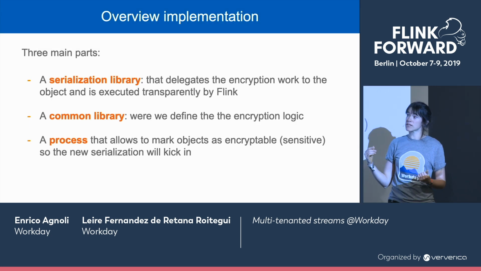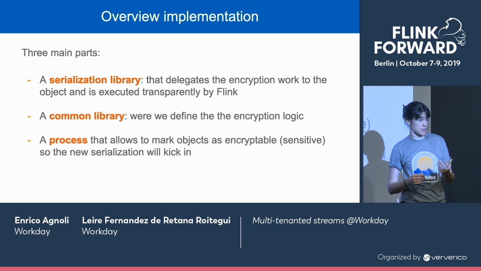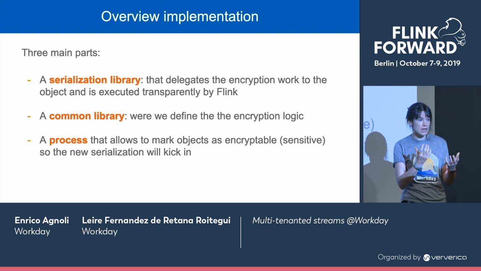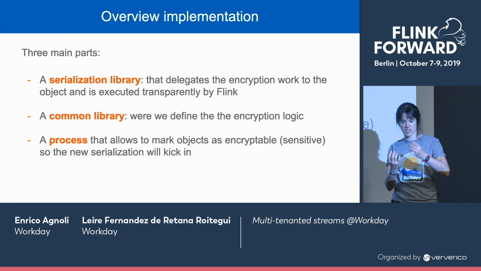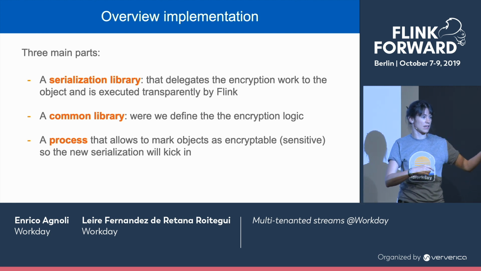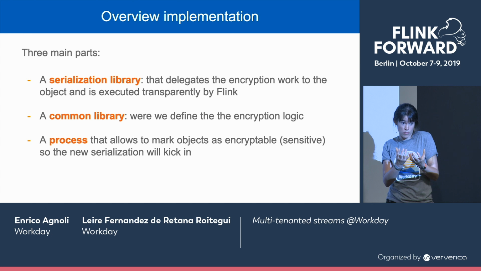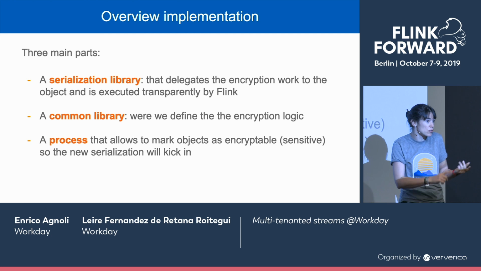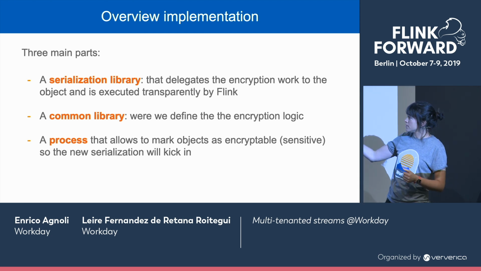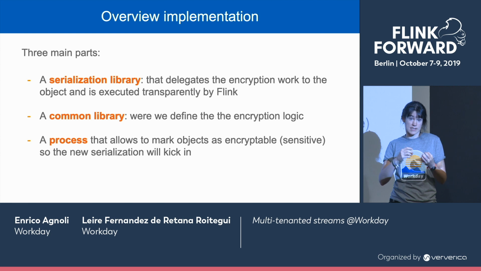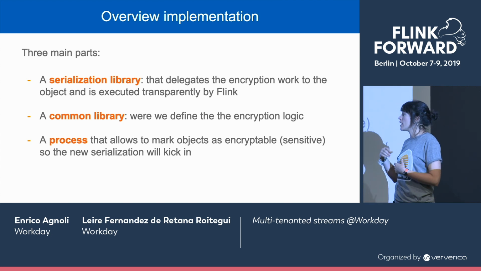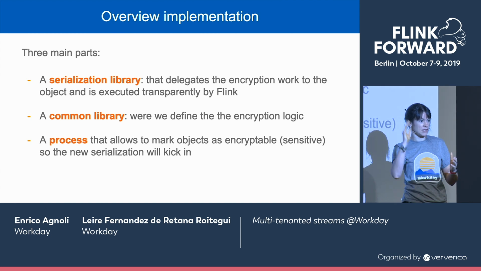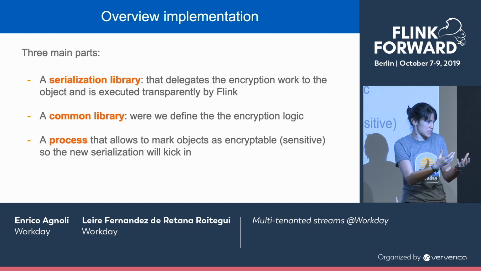For this particular bit, we had to consider three main parts. One of them is the serialization library itself. We need a way for this library, upon receival of a message, to delegate that encryption or decryption logic to the object, which is the one that knows what tenant it belongs to, what way I want the encryption done, and so on. Then there is the common library. This is the one that has the encryption logic itself. And finally, we need a process to mark a message as: I need to be encrypted. I am tenanted, I am sensitive information.